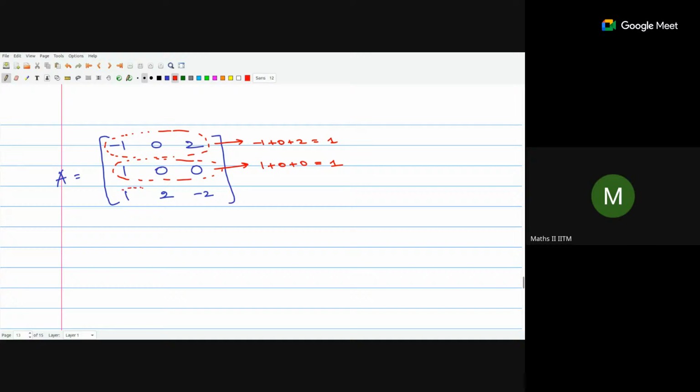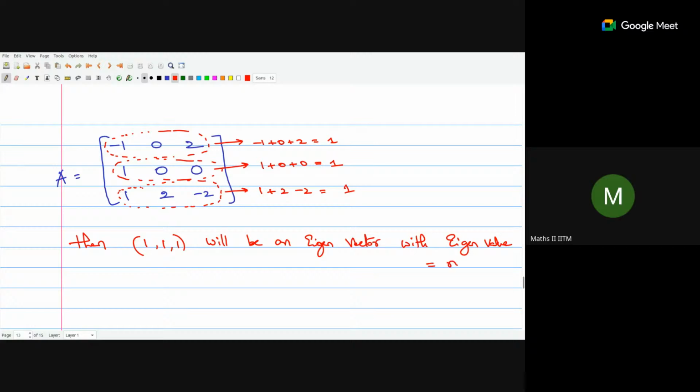So now consider this matrix. The last row, if you consider the sum, 1 plus 2 plus 2 minus 2, is again 1. So if at all you see any matrix of this form where each row sum is 1, then [1, 1, 1] will be an eigenvector with eigenvalue equal to the row sum.